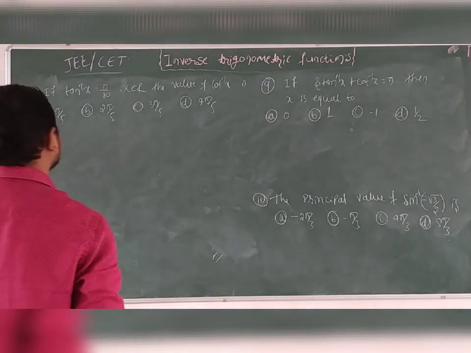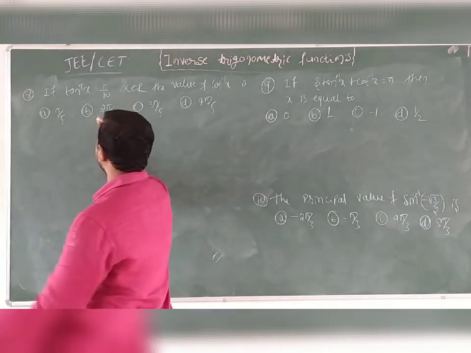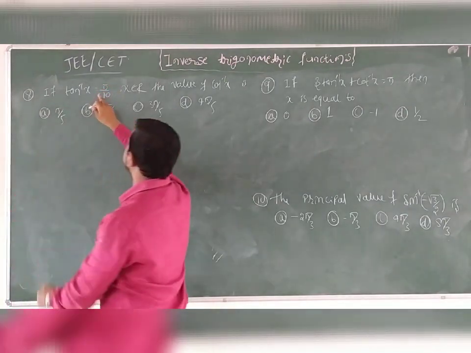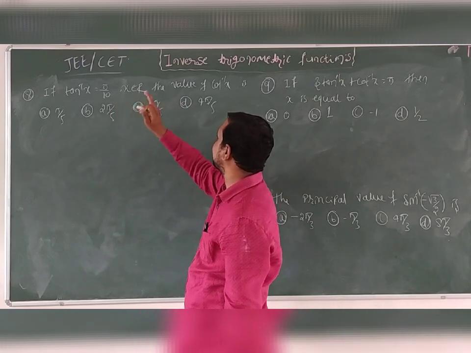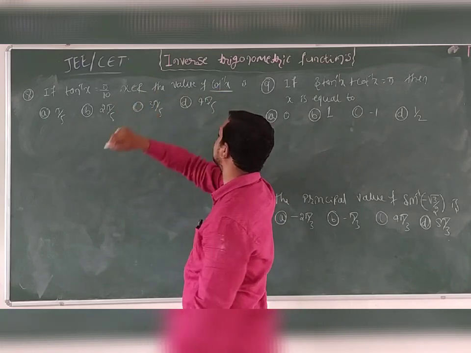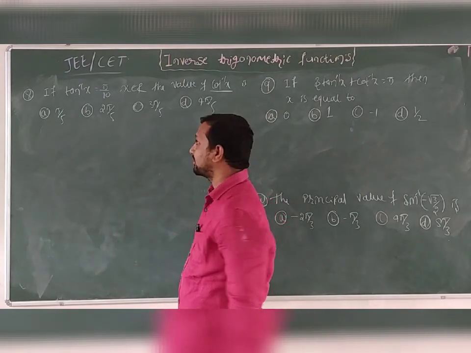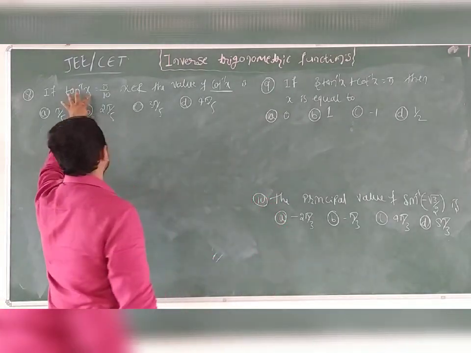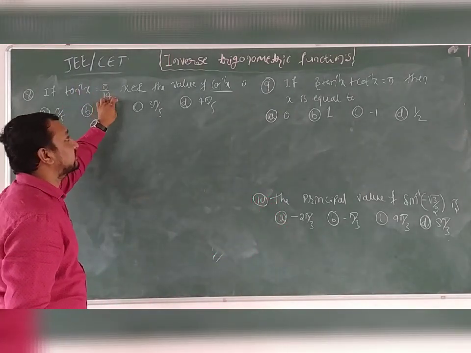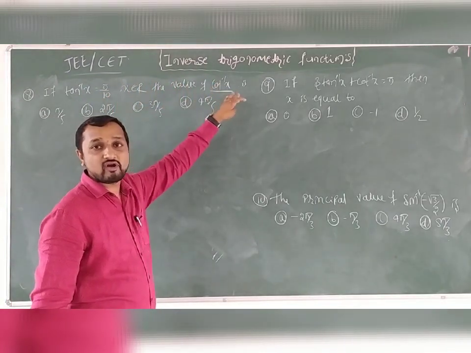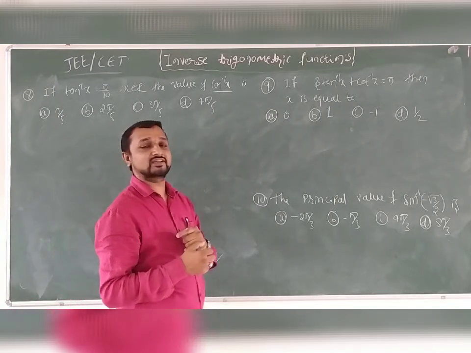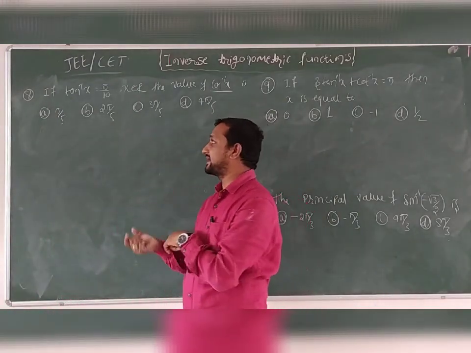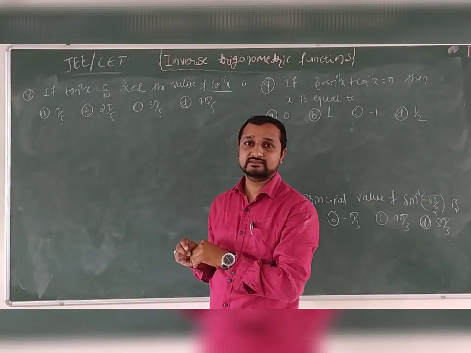Students, consider this: if tan inverse of x is equal to pi divided by 10 for all x belonging to the real numbers, then we can find the value of cot inverse of x. This is a very easy question. Since the value of tan inverse of x is given, we can find cot inverse of x. What is the relation between tan inverse of x and cot inverse of x? By using that relation we find this value.